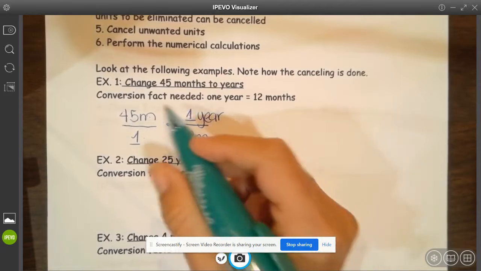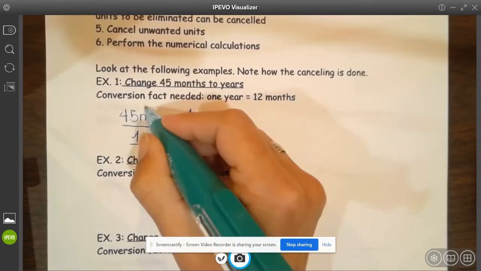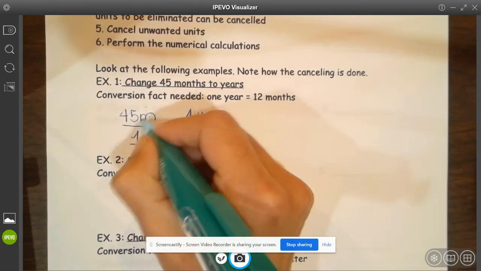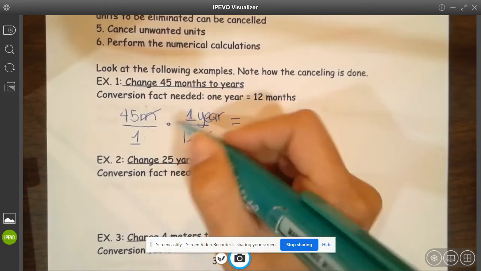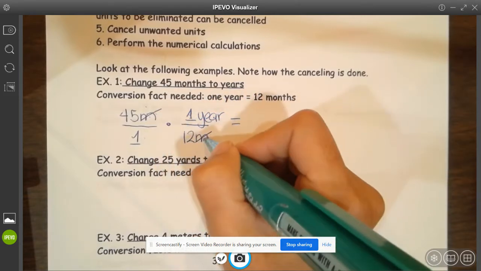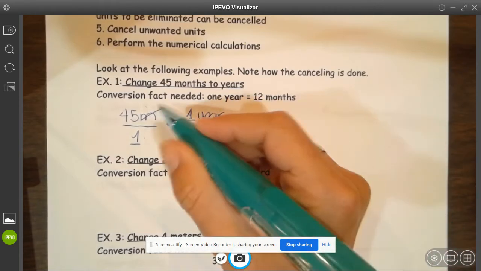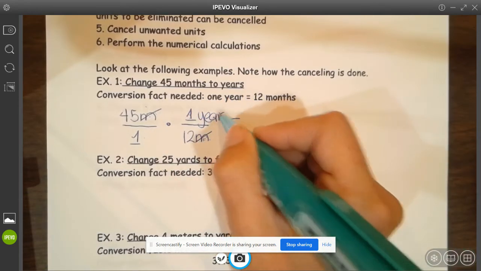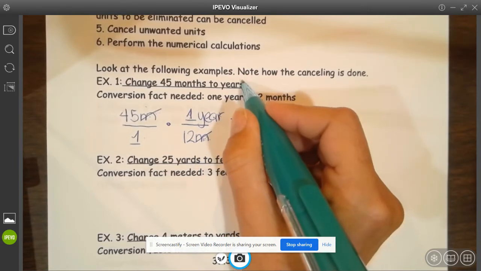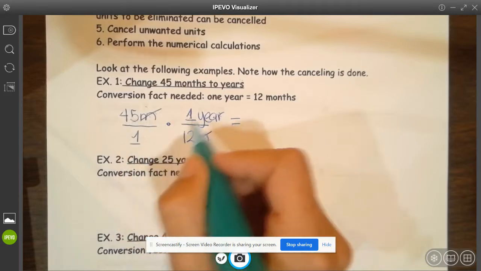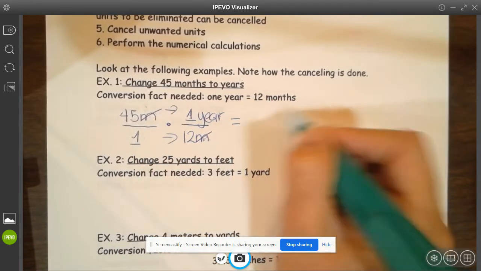So then that's how we set it up. And why do we set it up? Because then here we can cancel if they're across each other. So then months cancel, and then my answer will be years. So notice that to cancel each other, one has to be the numerator and the other one has to be the denominator, because then M over M equals 1. So then that's canceled. So we are left with that 1 unit, which is year, because that's the one we want. So then when we have multiplication of fractions, we have to remember that we have to multiply across and then divide at the end.